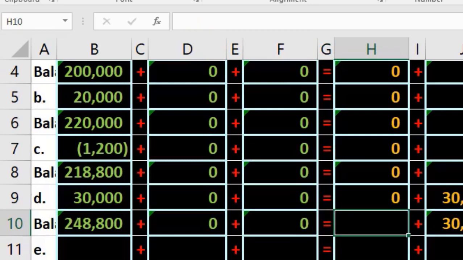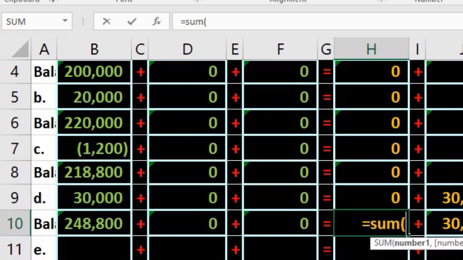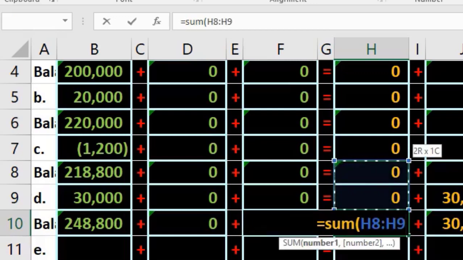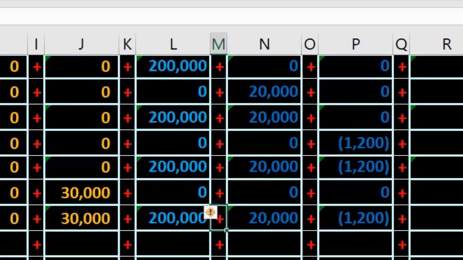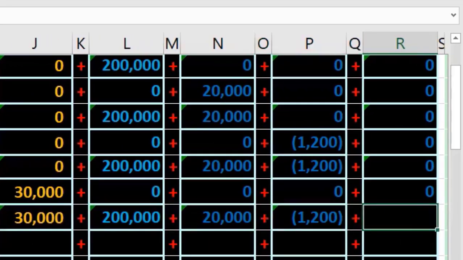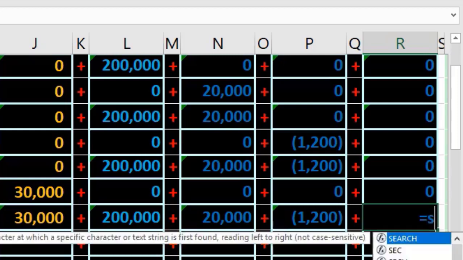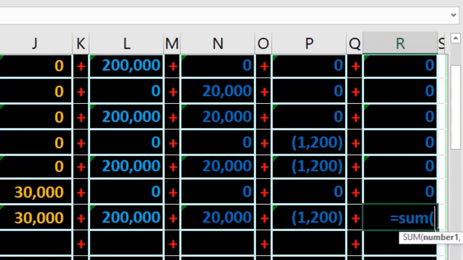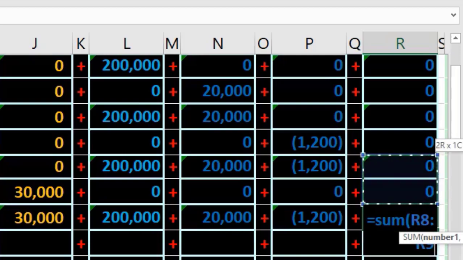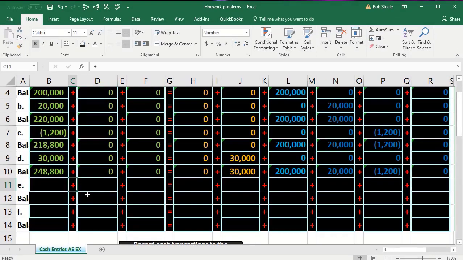We're in cell H10, equals SUM, shift 9, up arrow one time, hold down shift, up arrow again, tab, tab, and tab all the way to the end. We are in cell R10, equals SUM, hold down shift 9, up arrow one time, hold down shift, up arrow again, and enter. All right, so that's going to be part D.